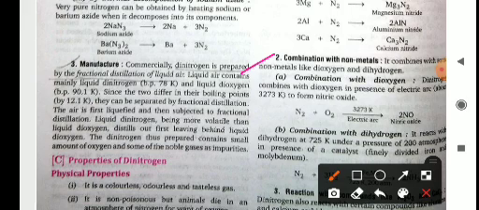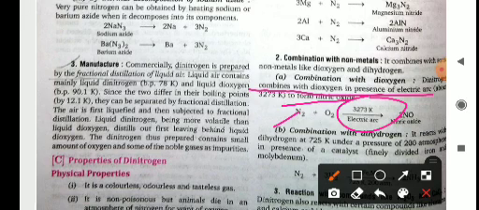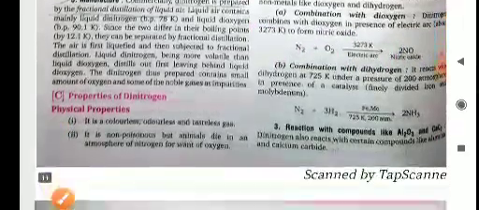Combination with non-metals. Nitrogen also combines with some non-metals like oxygen and dihydrogen to form their respective oxides and hydrides. So, combination with dioxygen. Dinitrogen combines with dioxygen in the presence of an electric arc to form nitric oxide: N2 plus O2, at 3273 Kelvin, in the presence of an electric arc gives 2NO, which is known as nitric oxide.